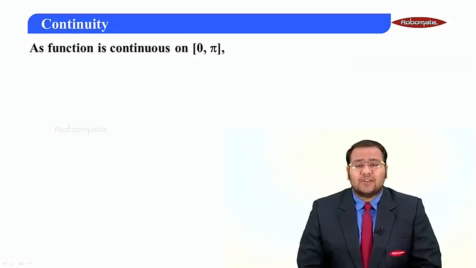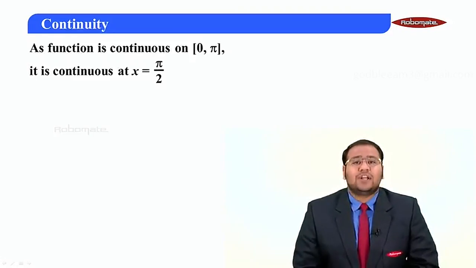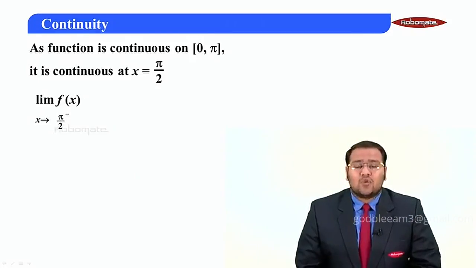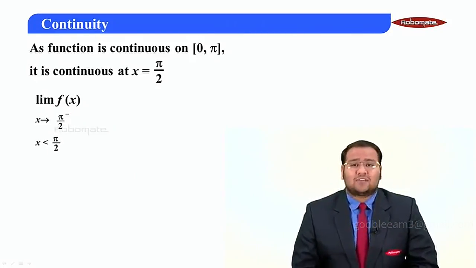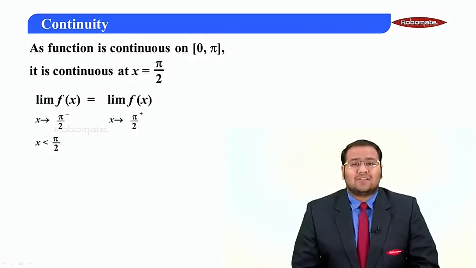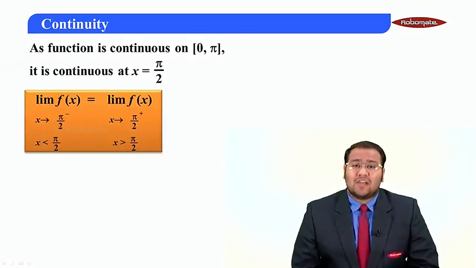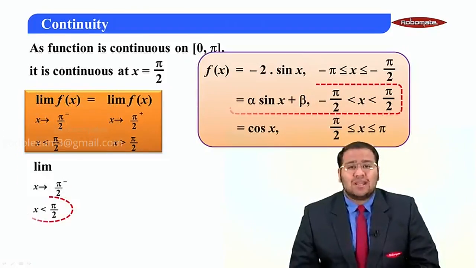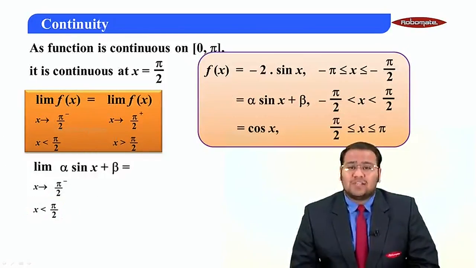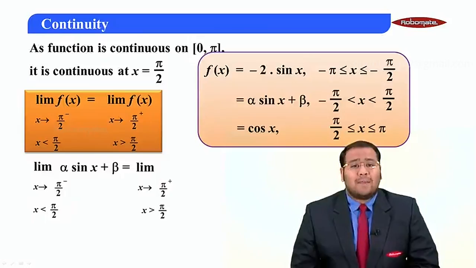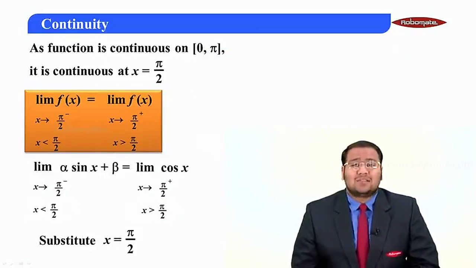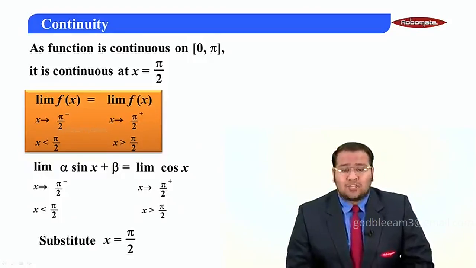As the function is continuous in that whole range, it is also continuous at pi by 2. Therefore, limit x tending towards pi by 2 minus f of x should be equal to limit x tending towards pi by 2 plus f of x. In this case, for pi by 2 minus, the equation is alpha sine x plus beta, and for pi by 2 plus, the equation is cos x. In this case, substitute x as pi by 2.